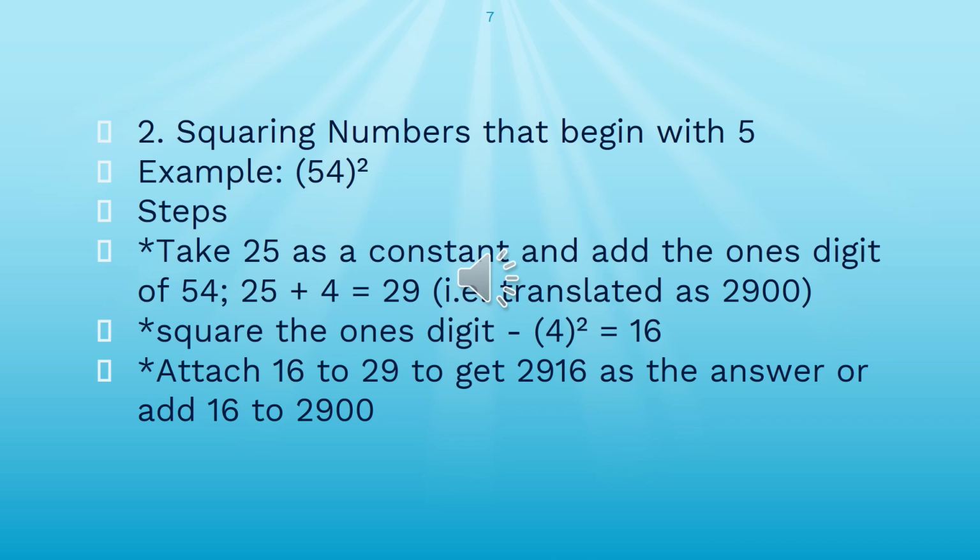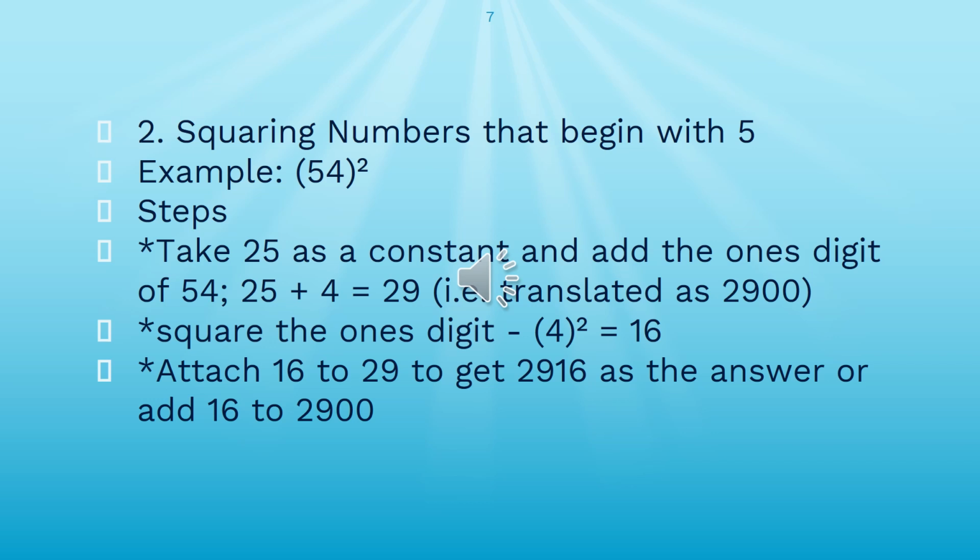Now for our second squaring shortcut. This can be used whenever we have a two-digit number that begins with 5. So what are those two-digit numbers that begin with 5? Of course, we have 50, 51, 52, and until 59. Now this technique can also be useful even if we have three-digit numbers that begin with 5. For this part, we will be using it only for two-digit numbers that begin with 5.